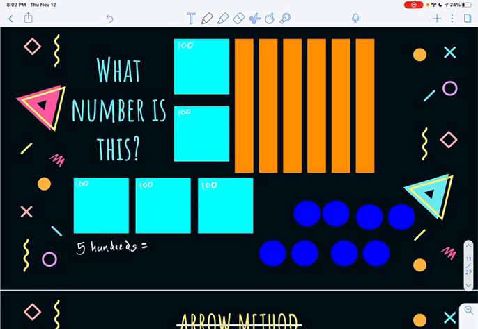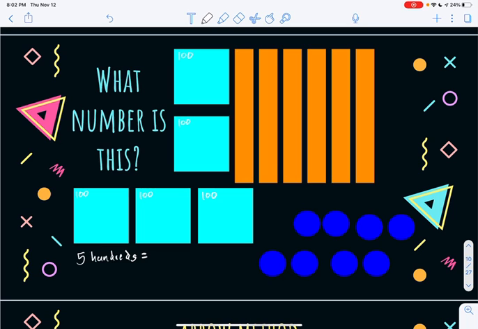How about over here? How many tens do we have? 1, 2, 3, 4, 5, 6. Alright, and how many ones do we have? 1, 2, 3, 4, 5, 6, 7, 8. 8 ones. So what is 5 hundreds equal to? 500.